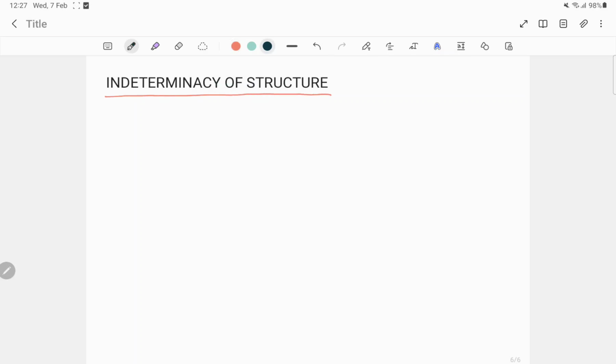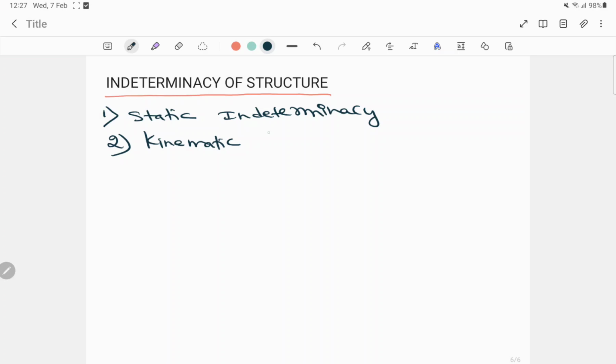In today's video, I will be covering a topic, indeterminacy of structure. Indeterminacy of structure is of two types. The first one is static indeterminacy, and the second is kinematic indeterminacy. The static indeterminacy is denoted by the term ds, and the kinematic indeterminacy is denoted by the term dk.